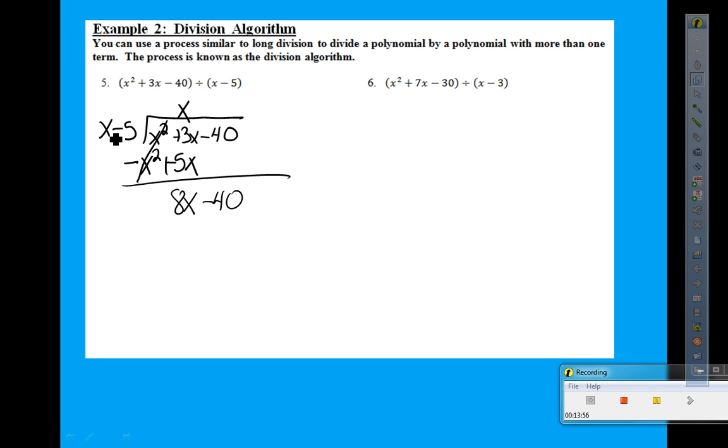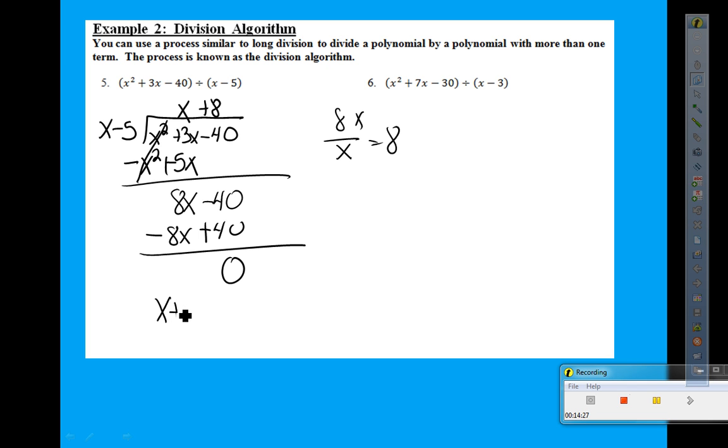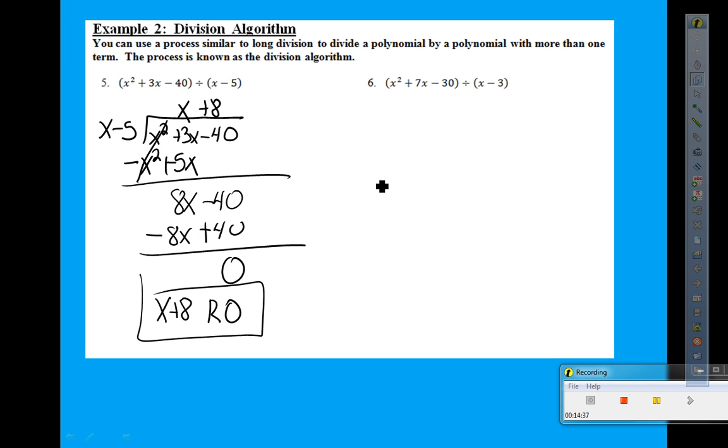Here's what I got now. X times something is 8x, or 8x over x is 8. So I need a plus 8 right here. So 8 times x is 8x. 8 times negative 5 is negative 40. When I add these up, that's a negative, that's a positive, I get 0. So here's my answer. X plus 8 with the remainder of 0. Like I said, guys, if I got you a little confused there, that's okay on these examples. You'll see why here in a second.